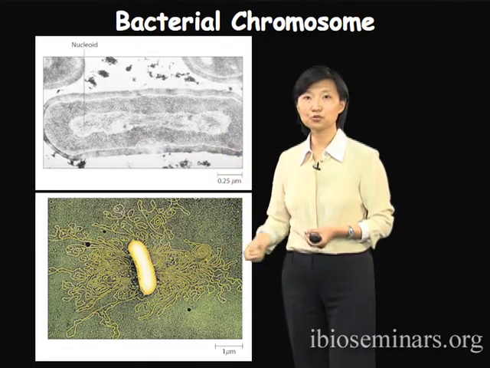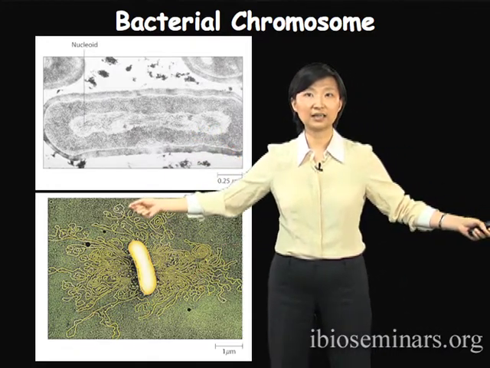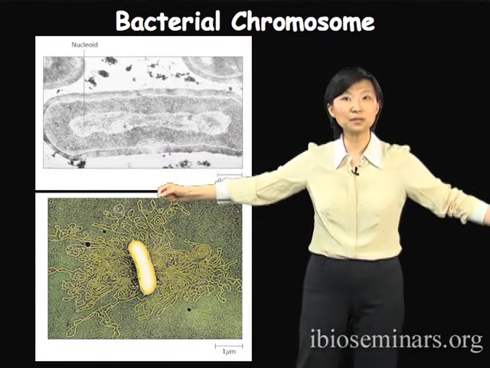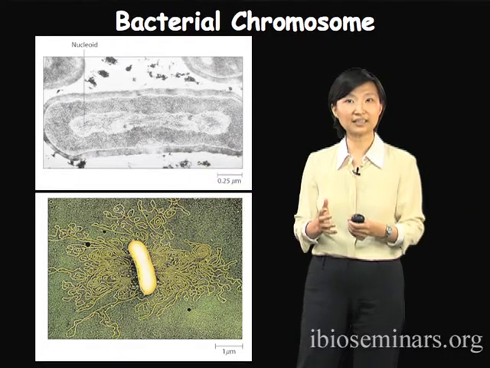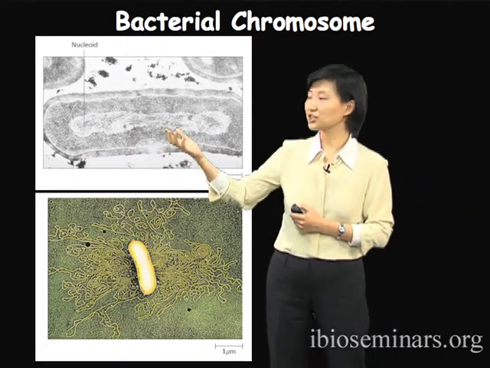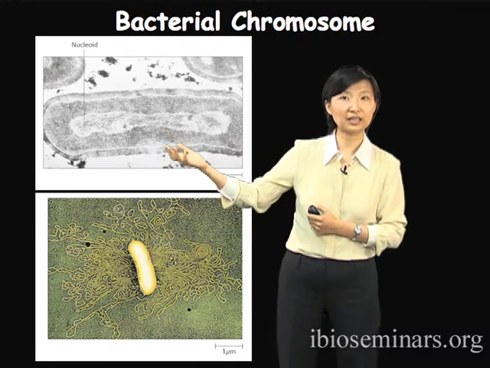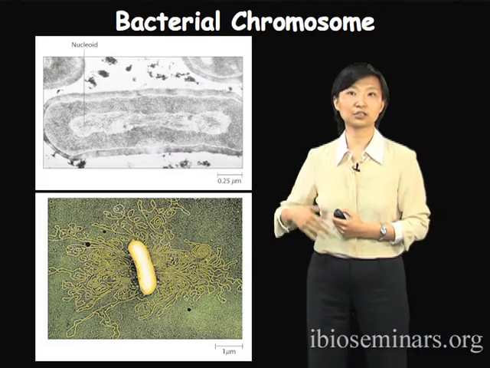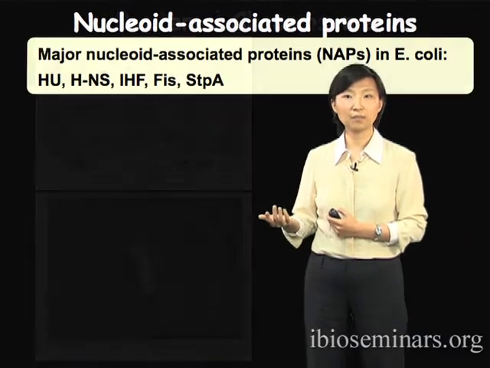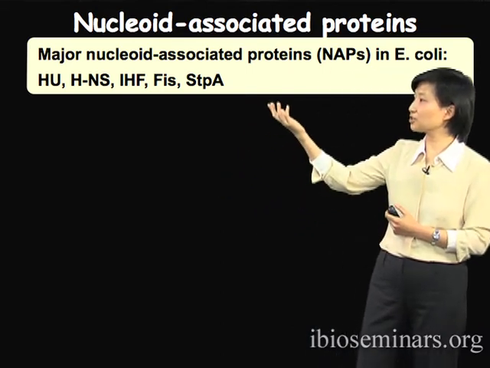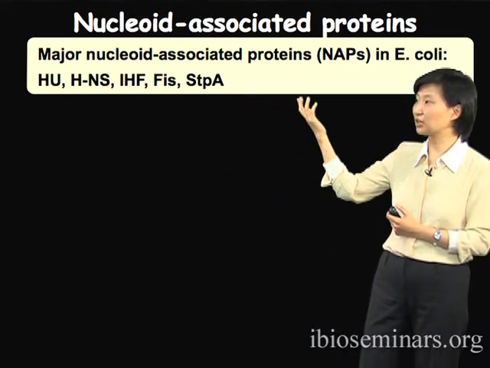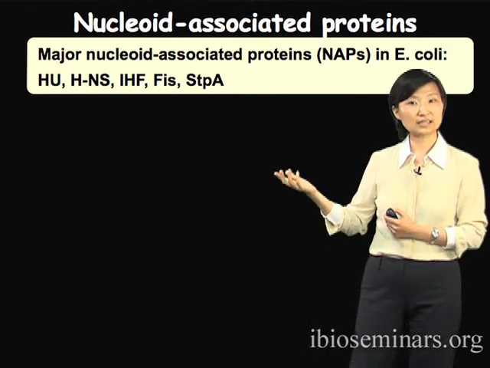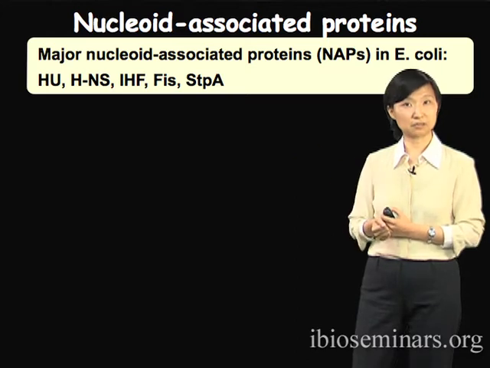In fact, if you spread out the DNA of an E. coli cell completely, the contour length is almost 1 millimeter, but it has to be compacted into a much smaller structure, a submicron structure called the nucleoid. And this compaction is facilitated by a number of different proteins in the bacteria, among which are these major nucleoid-associated proteins. In E. coli, I listed 5 of them here: HU, HNS, IHF, FIS, and StpA.